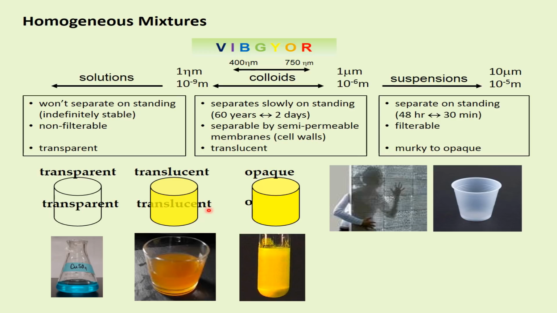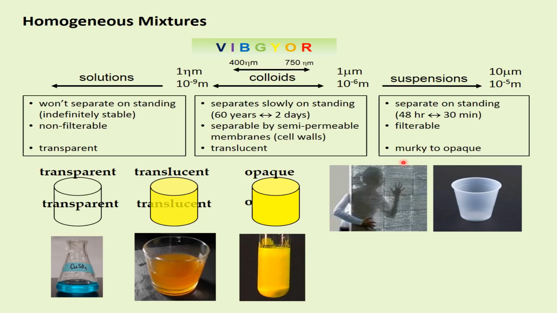Translucent, on the other hand, means that light will pass through, but any image behind it is fogged or somewhat distorted or blurred, as in the case of this homogeneous mixture. It is a colloid. And here I have a mixture of lead 2 iodide, which is a suspension, as evidenced by the fact that particles are settling rather quickly. Those large particles will be murky and opaque, and light will not pass through it.